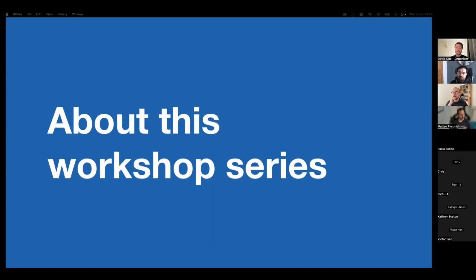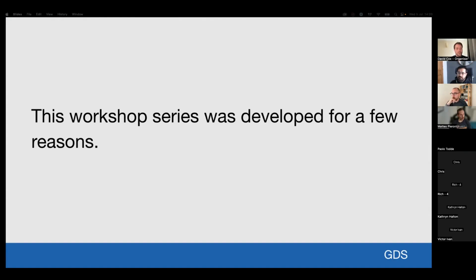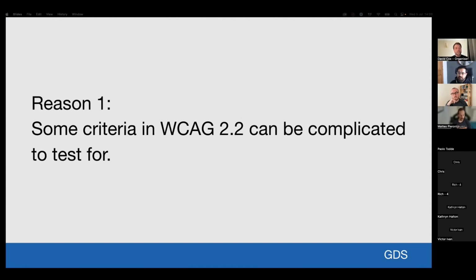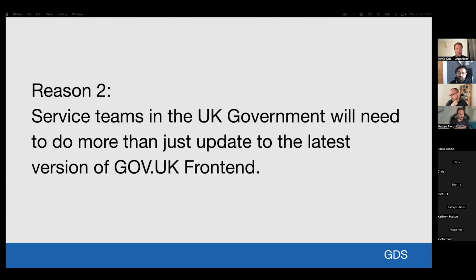And this workshop series now, a little bit about this workshop series. So this was developed for a few different reasons. The first reason is that some of the criteria coming in with WCAG 2.2, at least in a previous version, but it's still the case now, can be quite complicated to test for. It's hard to know exactly how you're supposed to test for it. And there's a bunch of edge cases that need to be figured out and parsed. So it takes some level of in-depth inspection.